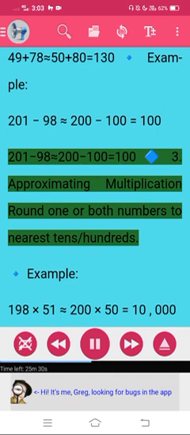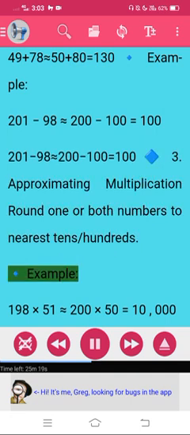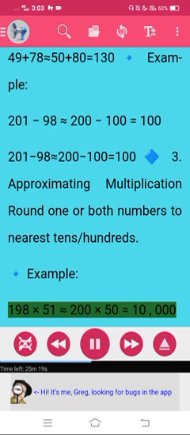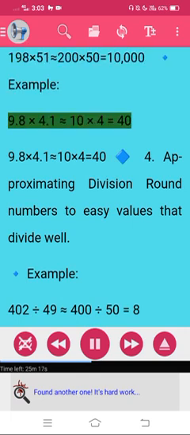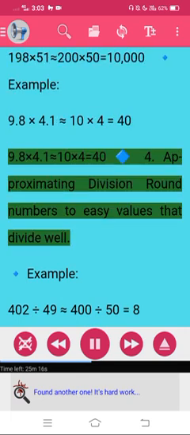Large diamond 3. Approximating multiplication. Round one or both numbers to the nearest tens or hundreds. Small diamond example. 198 times 51 approximately equals 200 times 50 equals 10,000. Small diamond example. 9.8 times 4.1 approximately equals 10 times 4 equals 40.